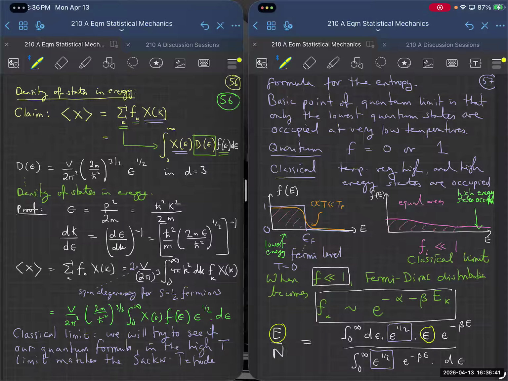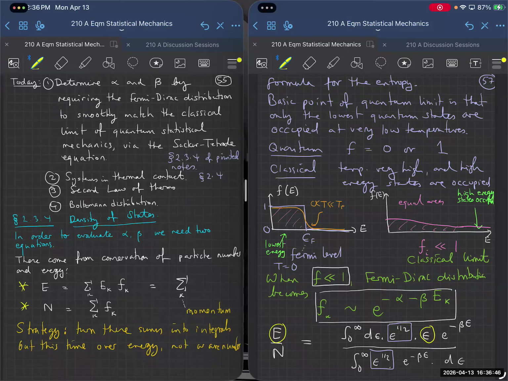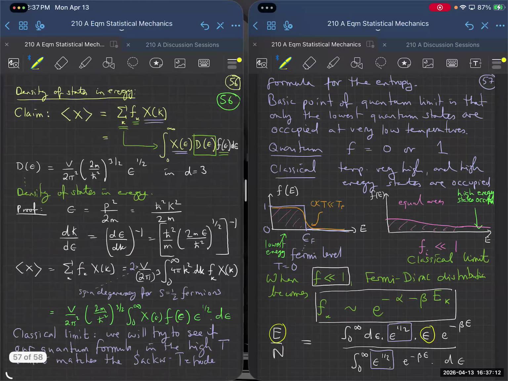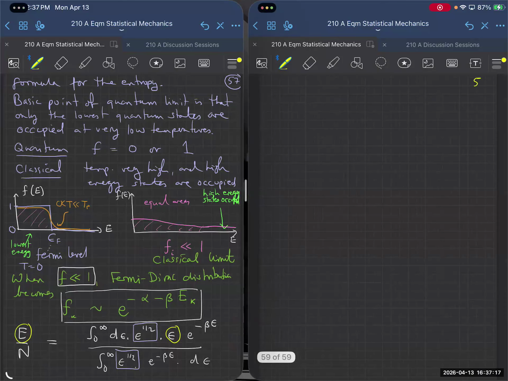In the numerator, I don't have that because in the numerator, I'm just computing the sum over states, and so there's no variable in my integral, so I don't have that factor of epsilon. And then why do I have e to the minus beta epsilon? Why don't I have e to the minus alpha minus beta epsilon? That's a question for you. It cancels. That's right. That's the great thing. The alpha cancels because it's present in the numerator and the denominator. That's exactly right. So now all I have to do is that integral.